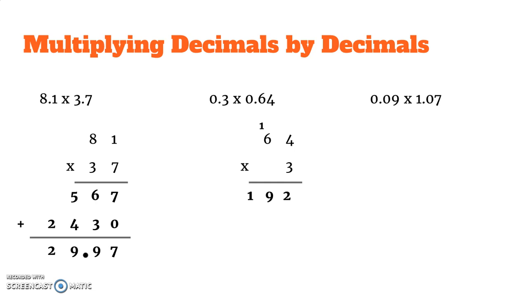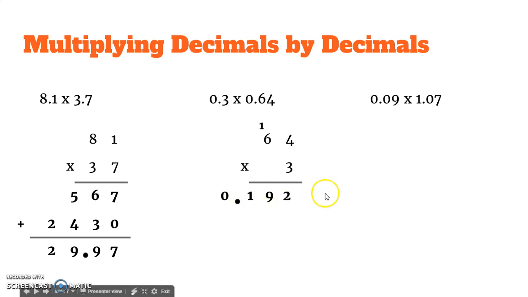So I need 3 numbers behind my decimal point, which means my decimal point is going to go right there in front of the 1. Now that can look a little bit strange to some people, having a decimal point out in front with nothing there. So a lot of times we'll add that 0 in front of that decimal point just so that it's easier to read this as 0 and 192 thousandths.